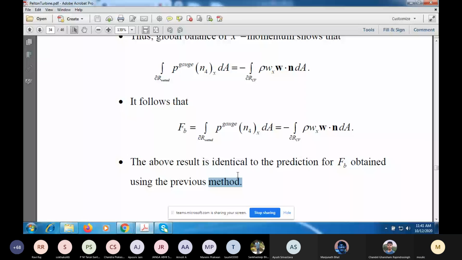So I hope that I have convinced you about two things. One is you need not always use a control volume which includes the solid surface. And the other is that there is an equivalence between the local equations and the global equations. One can integrate the local equation to get the global equation.